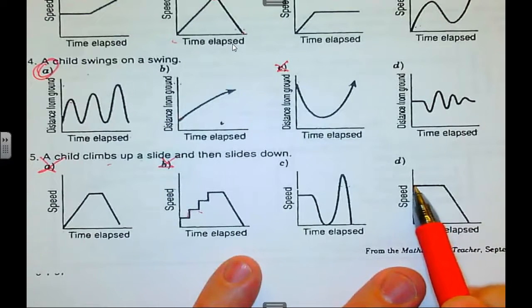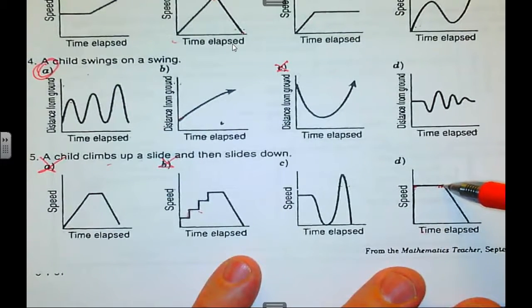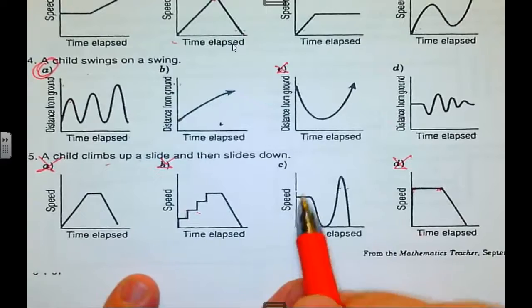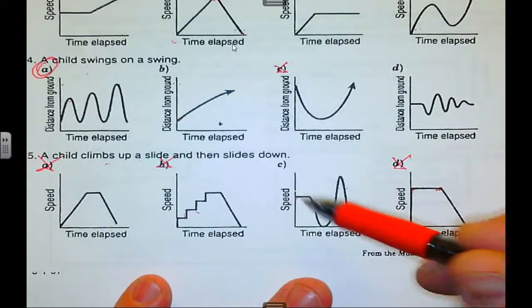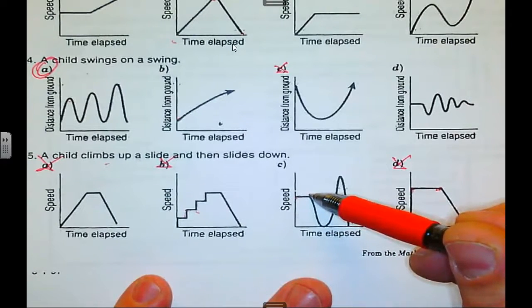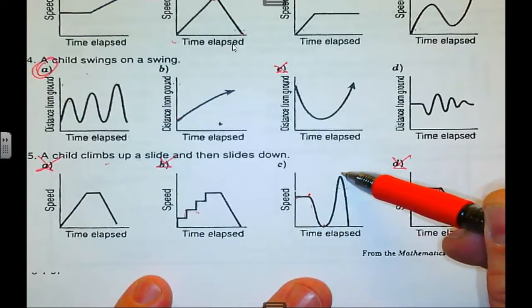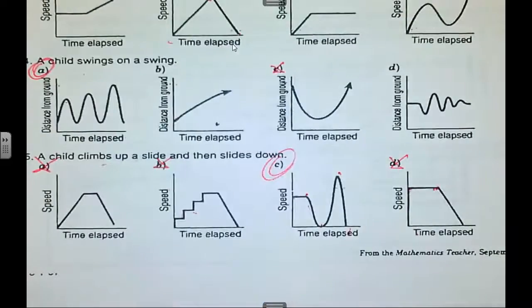Okay, he's climbing the stairs at a steady pace, so we're good there. But then he reaches the top and slides down, and his speed decreases. Yeah. All right, it's got to be C. Okay, he's climbing the ladder and then gets to the top and is deciding to go down. But then he goes down the slide, so his speed goes up really quick. And then he hits the ground, and his speed stops. Hey, guess what? Looks like C.